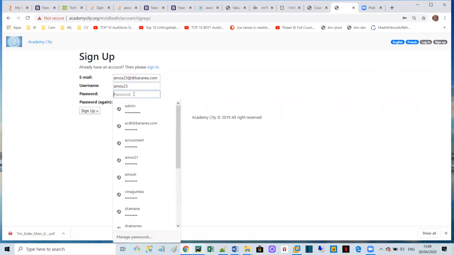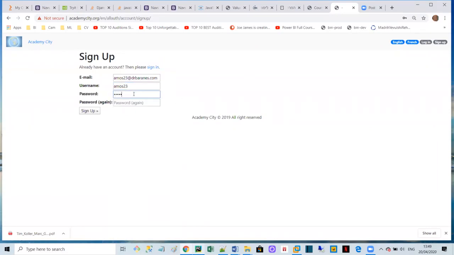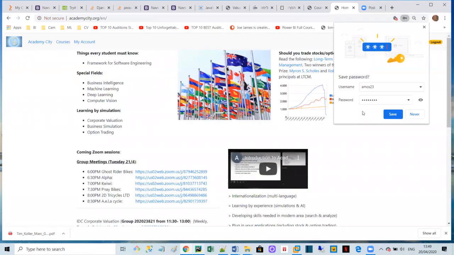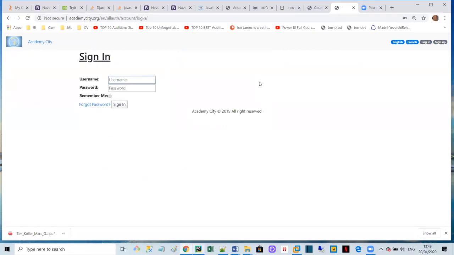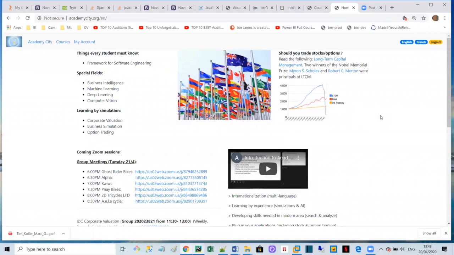So, I'm just going to put my password, and I will confirm. And I'm signed up. It's going to send me an email, blah, blah, blah. Let me sign out just in case. And usually you will be in this situation and you just log in. You just put your code and you log in. I don't think I'm making any things that you don't know.